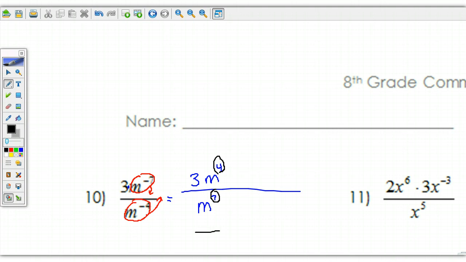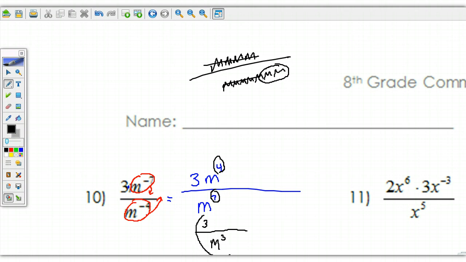Now with the subtraction rule, 4 take away 7 is 3. And we know that there's actually more m's on the bottom. There's 4 on top and 7 on the bottom. So let me write that out so you can see. 4 on top, 7 on the bottom. And if we cancel off 4 of them, the 3 that are left over are on the bottom, so that's where we have to write them. So the answer is 3 over m to the third power.